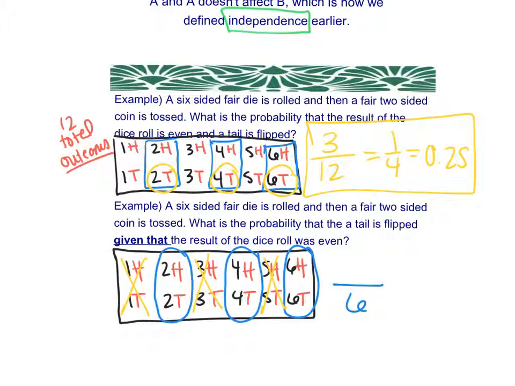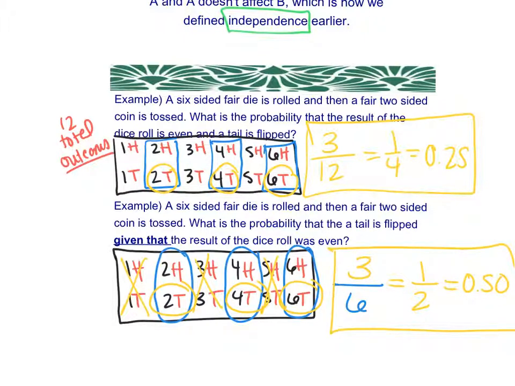Now, if I have a tail being flipped, I still have the original 3 that I have in the last example, but now it's 3 out of 6, or 1/2, or 0.5 or 50% chance for this conditional probability. Notice that it changes my denominator from the total outcomes to only the ones where the result of the dice roll was even.